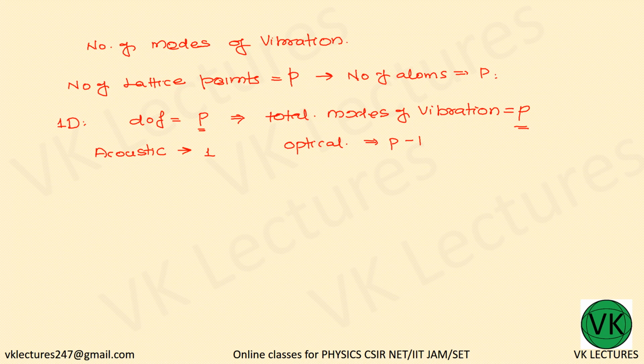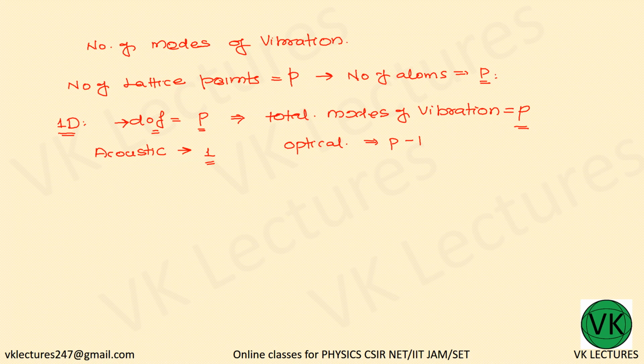Now for a degree of freedom P, if you are considering a one dimensional lattice which is having P number of atoms, the degree of freedom for that particular lattice will be equal to P. And if degree of freedom is P, the total mode of vibration is P, and out of that, one will be in the acoustic branch, and P minus 1 vibrations will be in the optical branch.